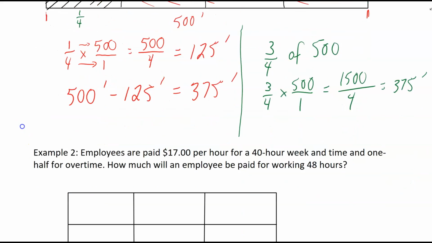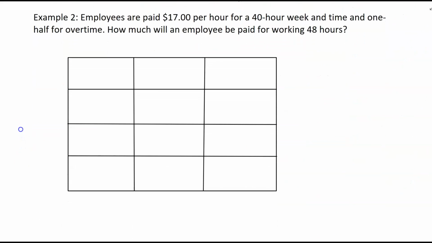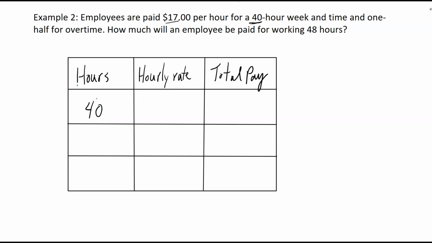So now let's take a look at a second problem. Employees are paid $17 per hour for a 40-hour work week and then time and a half for overtime. How much will an employee be paid for working 48 hours? So let's use a table to organize this. We know that the first 40 hours of the work week will be paid at $17 an hour. So 40 hours at $17 an hour, and the total rate of pay is 40 times 17.